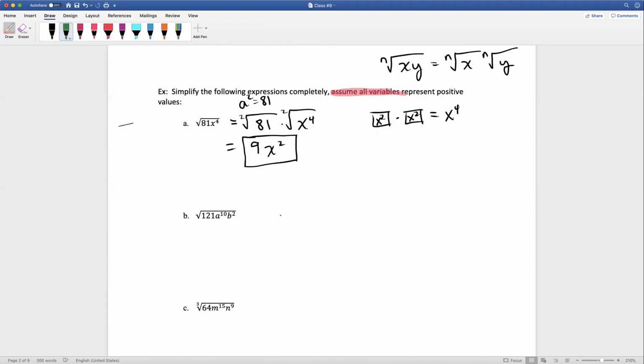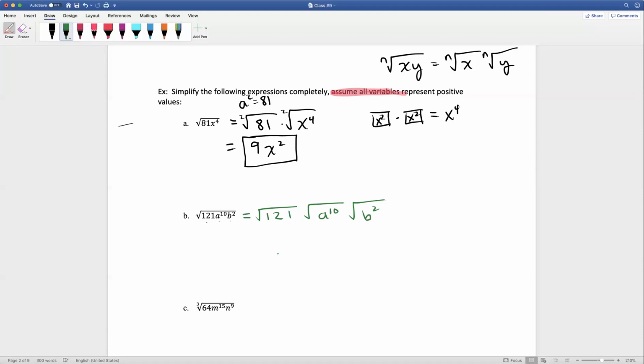A few more examples, and then there's a shortcut that we'll talk about. But I'm going to see if you guys can figure out what the shortcut is. Ready? The square root of 121 a to the 10th b squared. Well, that is the same thing as saying, we're going to break this apart into 3 chunks: the square root of 121 times the square root of a to the 10th times the square root of b squared, right? We have 3 terms in the factor here. We're going to write these guys as 3 terms in the factor.